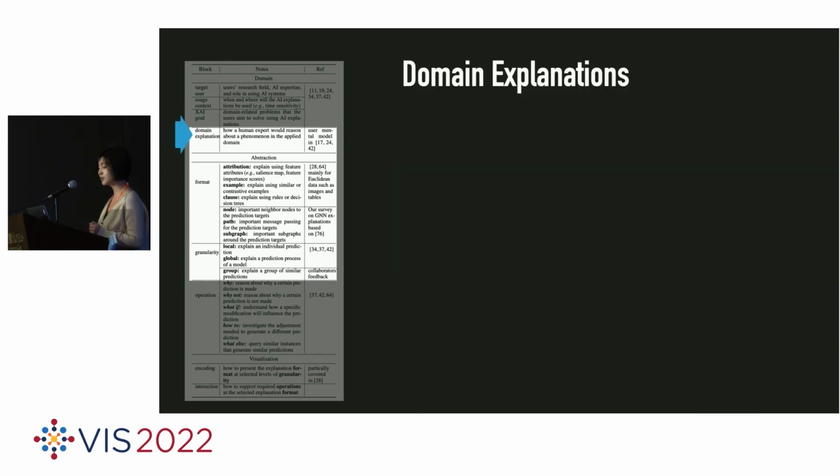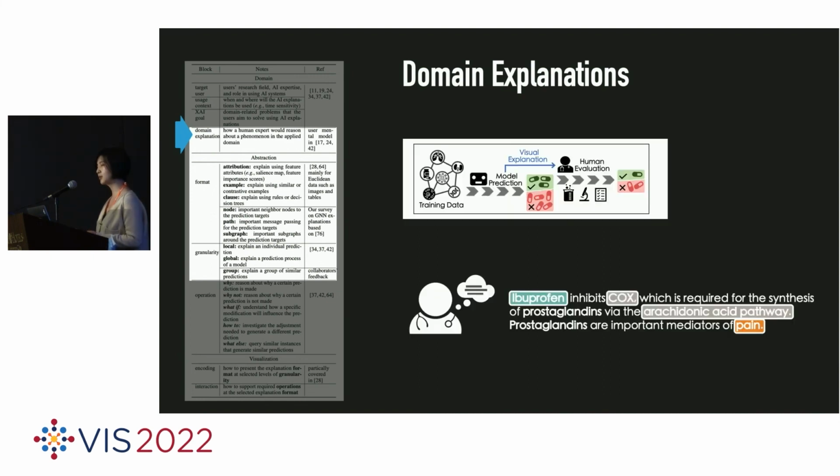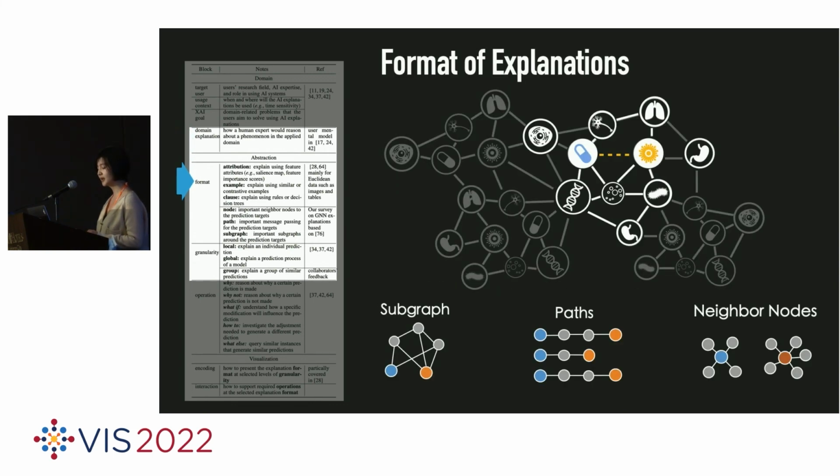First, in the domain abstraction layer, we examine how a human expert would reason about a phenomenon, which is called domain explanation. In our case, we want to understand how medical experts would reason about a drug indication. And then, in the explanation abstraction layer, we investigate the format of AI explanations.